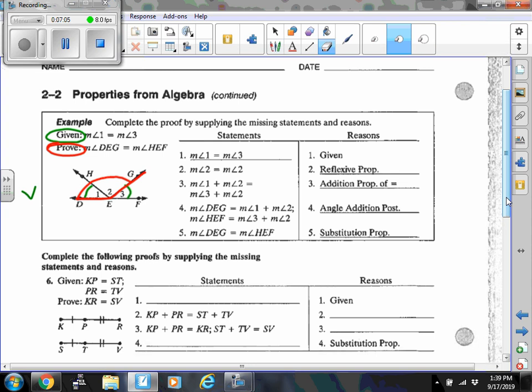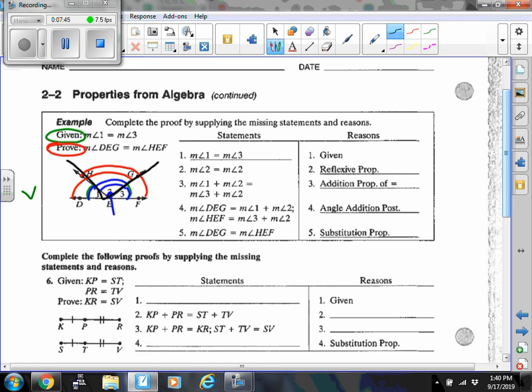let me erase that for a second so I can see it better. 1 and 2, and we've got DEG here, and then HEF is here. So if I think about this for a second, if I know these two are equal, then if I add 2 to both of them, they must also be equal because 2 is equal to 2. Yeah, I think that would make sense. If angle 1 and angle 3 are equal, then if I add the same exact angle to both of them, it should come out to be a true statement.